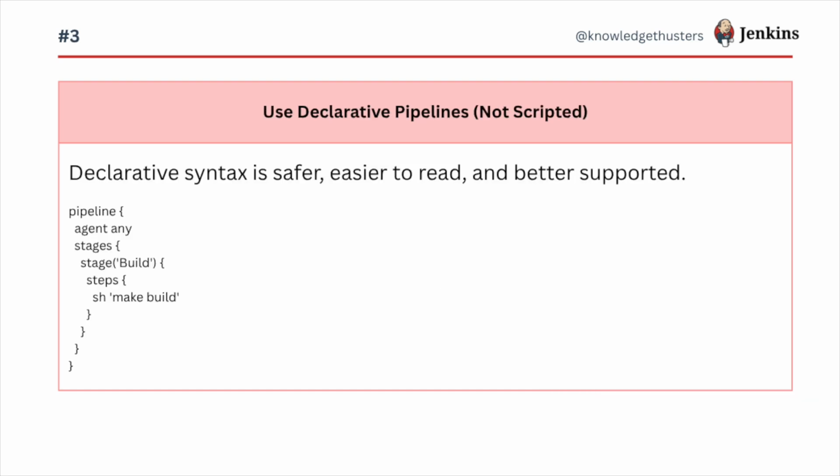So use declarative pipeline, not scripted. The reason is that declarative is easier to read and it's easy to start with. Let's say if anyone is new to Jenkins, then they can quickly start with declarative script rather than a scripted pipeline, because a scripted pipeline needs a little bit of knowledge of Groovy scripts. So if you are new, it's easy to adapt.